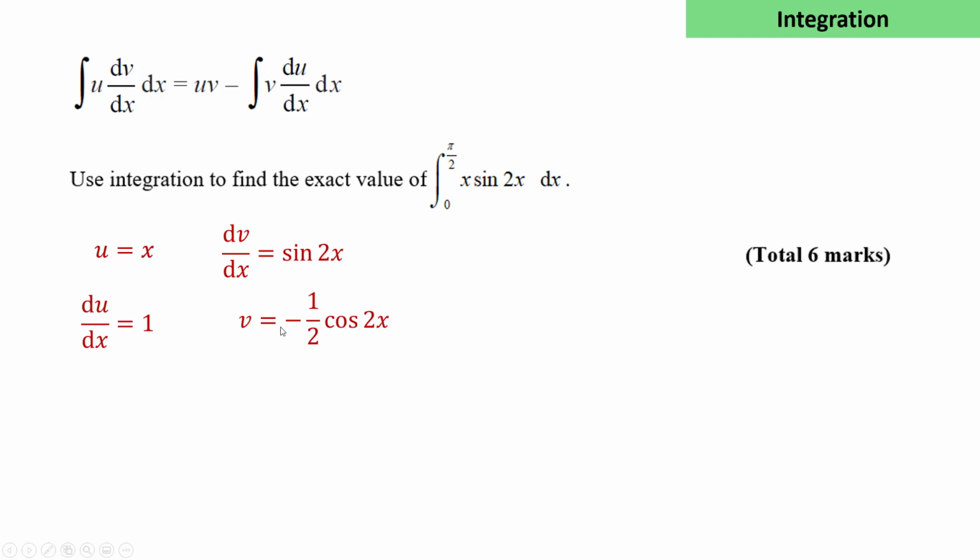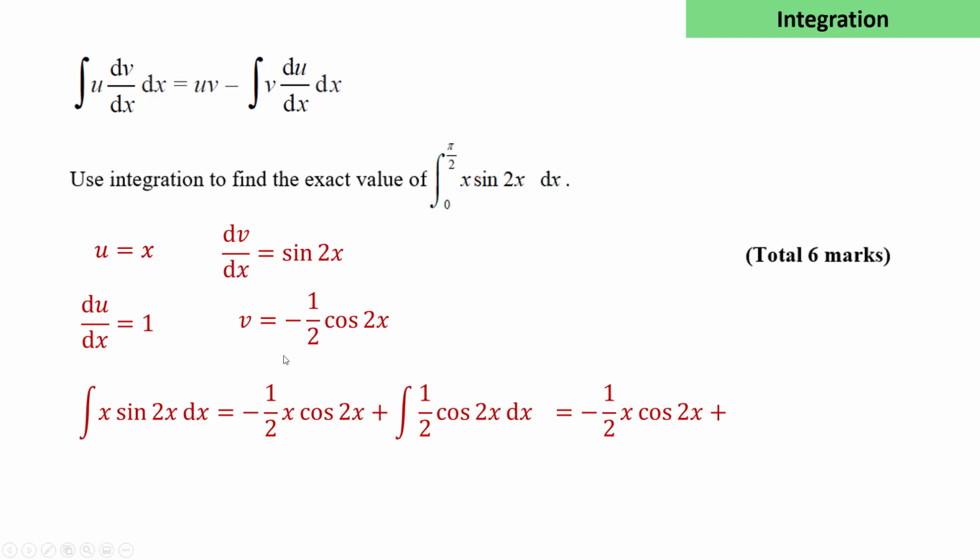Now we have these four expressions. They can be substituted into the recipe for integration by parts. So this will give us the integral of x sine 2x dx equals uv, so x times minus a half cos 2x, minus the integral of v, and v is minus a half cos 2x, so this becomes plus the integral of a half cos 2x times du dx, which is 1 dx. The first part has already been integrated, so now we need to integrate the second part of the right-hand side, which will give us a quarter sine 2x.